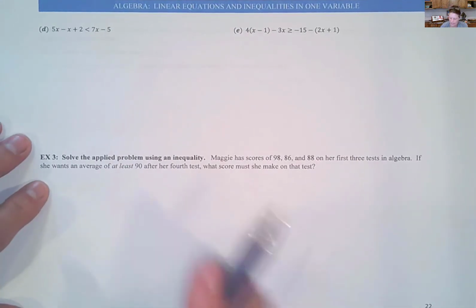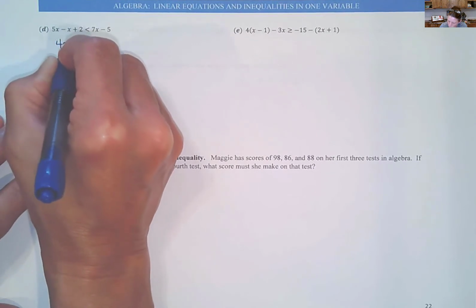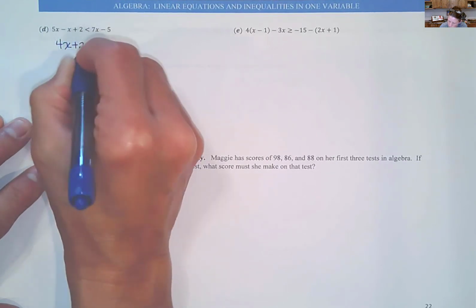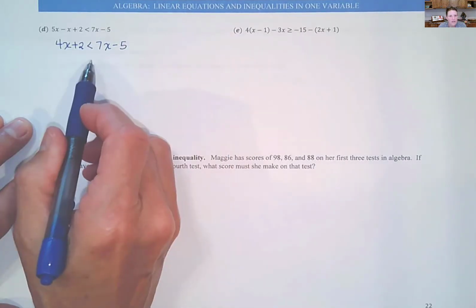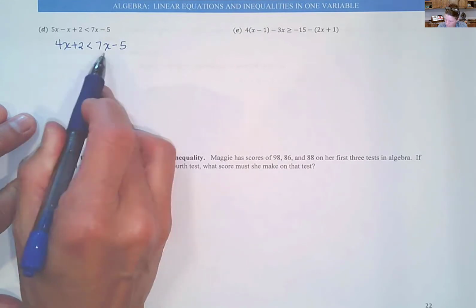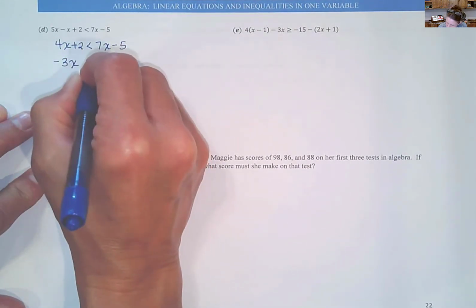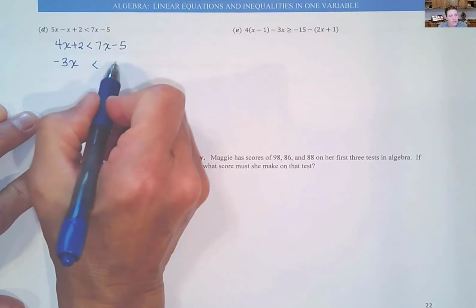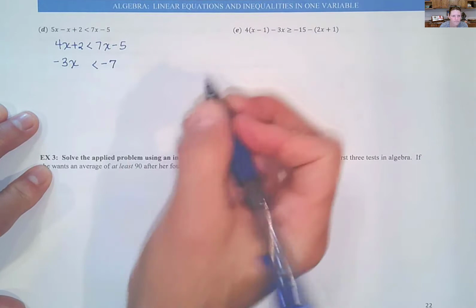Continuing with part D, let's combine our like terms on the left and write 4x plus 2 is less than 7x minus 5. Next, I'm going to subtract 7x from each side. 4x minus 7x is negative 3x. The same step, I'm going to subtract 2. Negative 5 minus 2 is negative 7.